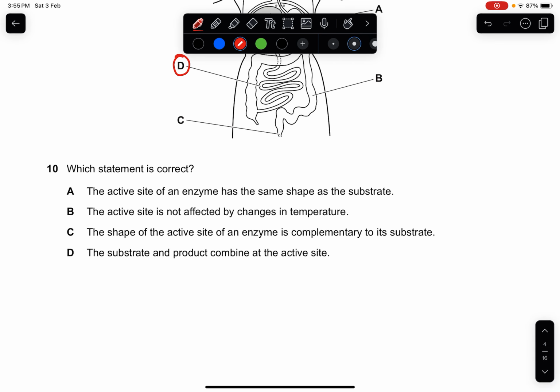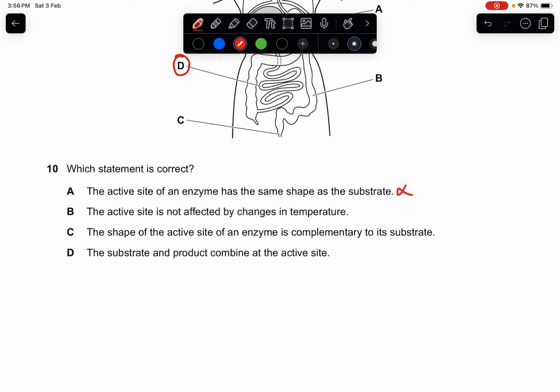Question 10. Which statement is correct? Alright, let's just have a read. A says the active site of an enzyme has the same shape as a substrate. No. Okay, but they need to be complementary. That's the key word.